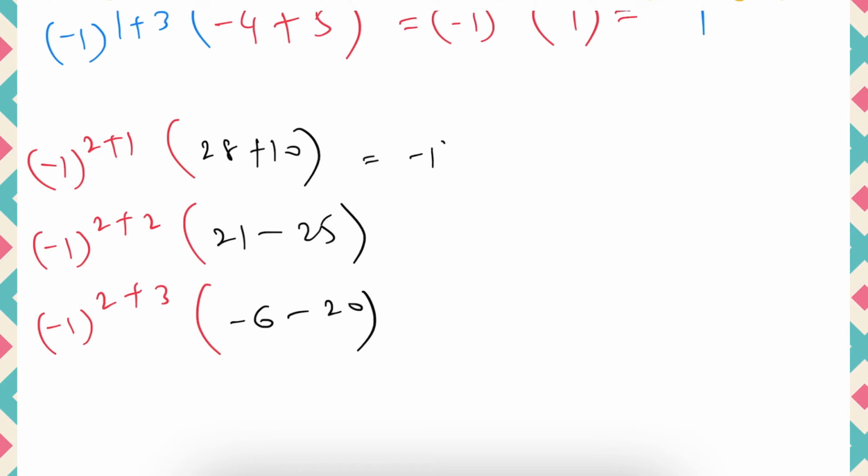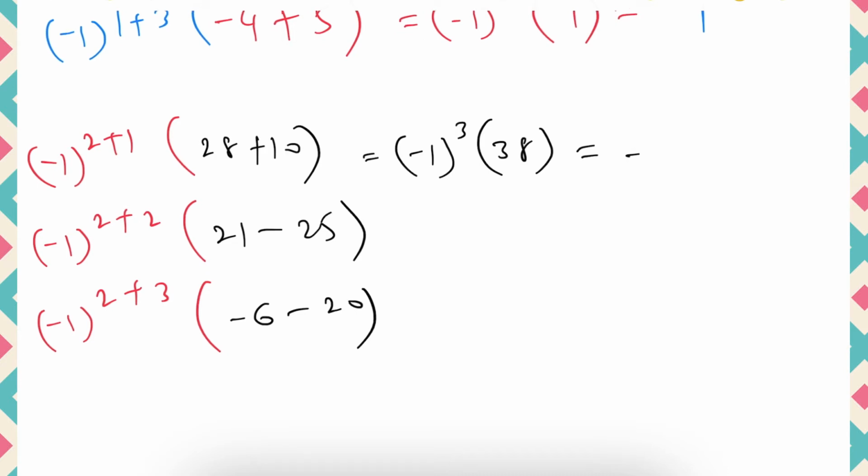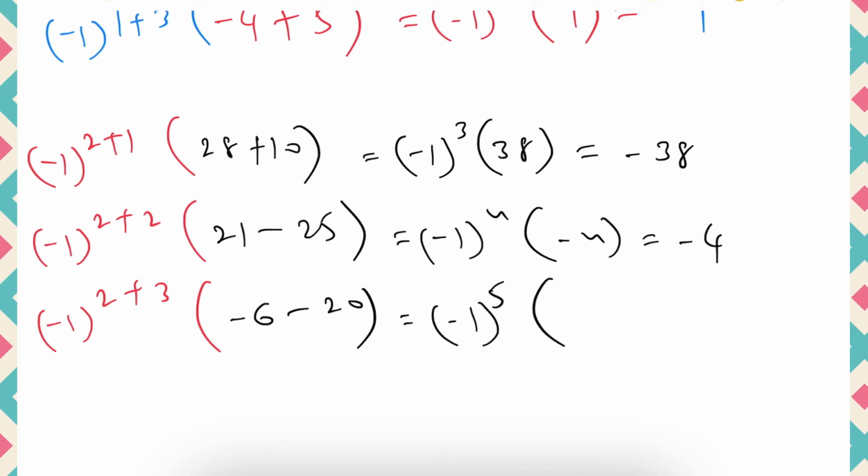Which equals minus 1 power 2 plus 1 is 3, into 28 plus 10 is 38, so minus 1 into 38 is minus 38. Next, minus 1 power 2 plus 2 is 4, into 21 minus 25 is minus 4, and minus 1 power 4 is plus 1, into minus 4, it's nothing but minus 4. Then next, minus 1 power 2 plus 3 is 5, into minus 6 minus 20 is minus 26. So minus 1 power 5 is nothing but minus 1 into minus 26, which is plus 26.